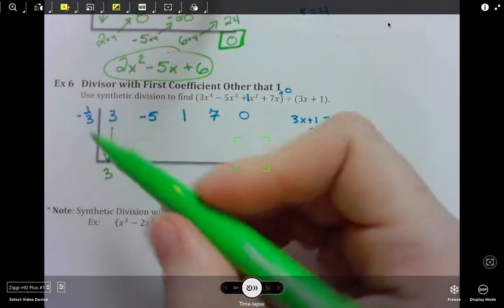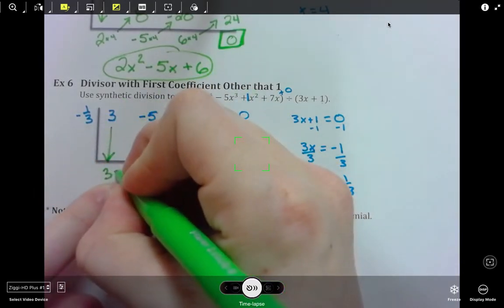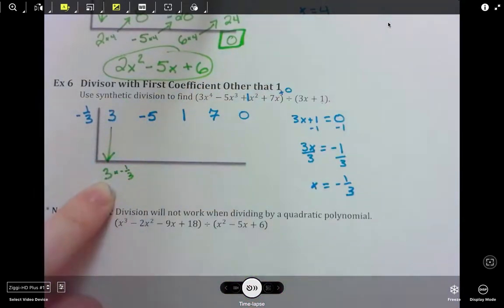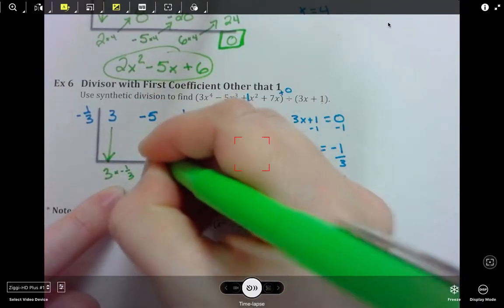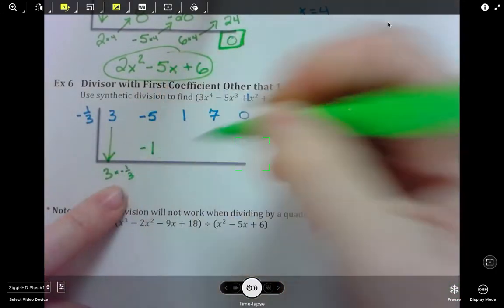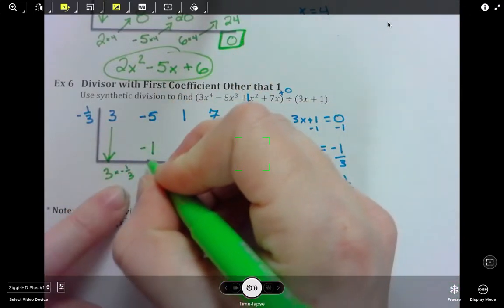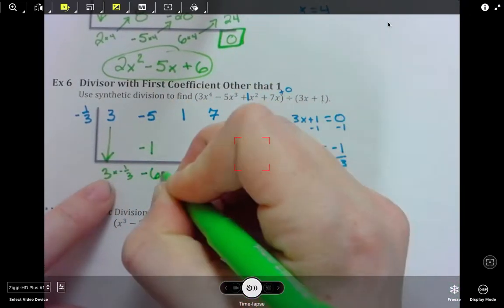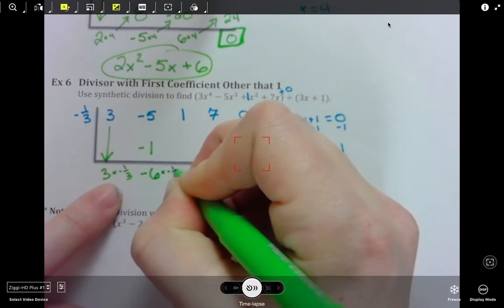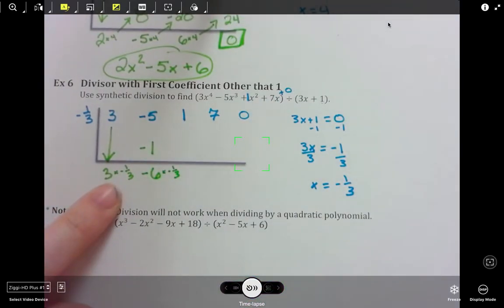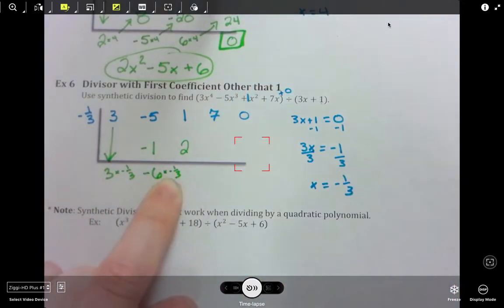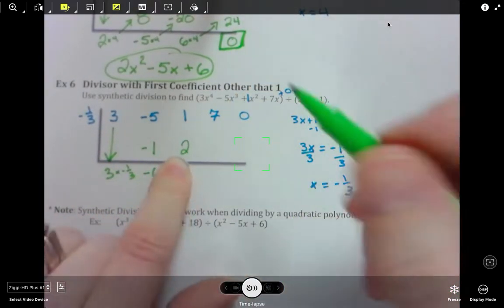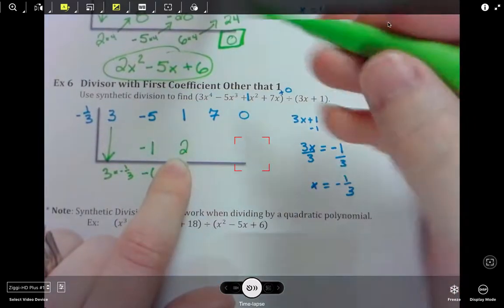Drop the 3 down. Negative 1/3 times 3. I'm going to multiply that by negative 1/3. Negative 1/3 times 3 is negative 1, okay? Then I add that to negative 5. Negative 5 minus 1 is a negative 6. And then I multiply that by negative 1/3 again. Well, what's 1/3 of 6? That's 2. And since this was a negative 6 and a negative 1/3, two negatives make a positive, so it's a positive 2. All right?